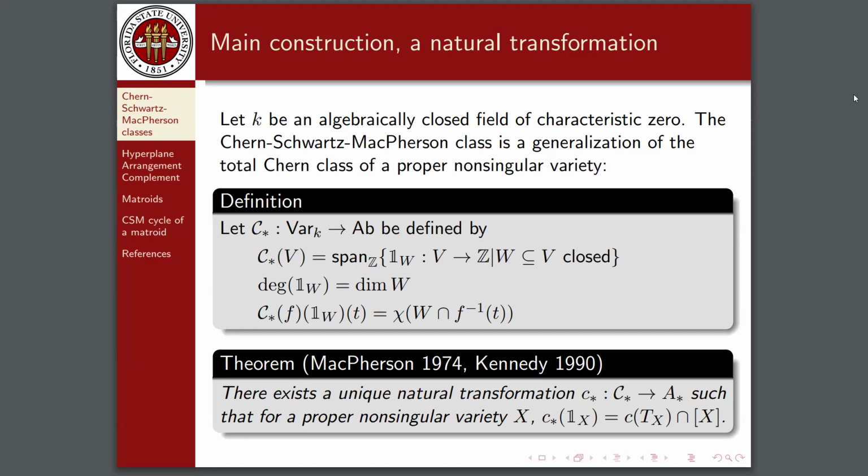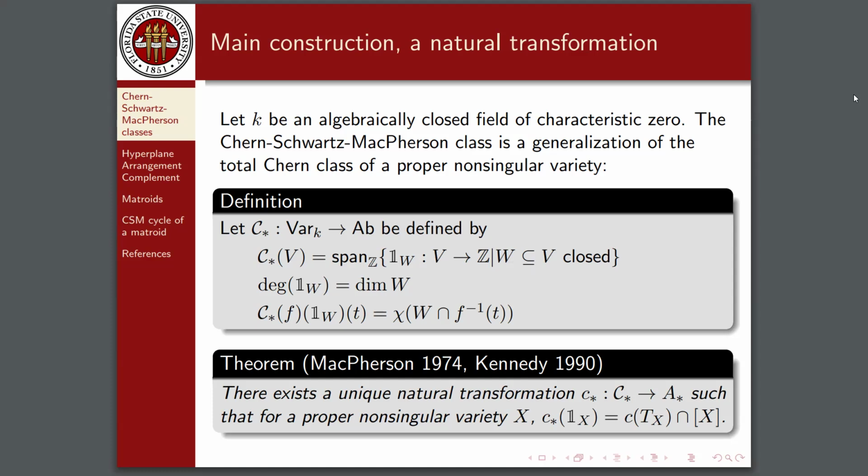So it takes varieties and proper morphisms and spits out an abelian group and abelian group homomorphisms. We define the group associated to a variety as the finite linear combinations with integer coefficients of indicator functions of closed subvarieties of the given variety. This is not important for the talk, but you can make this into a graded abelian group by deciding that the degree of an indicator function is the dimension of the corresponding closed subvariety.